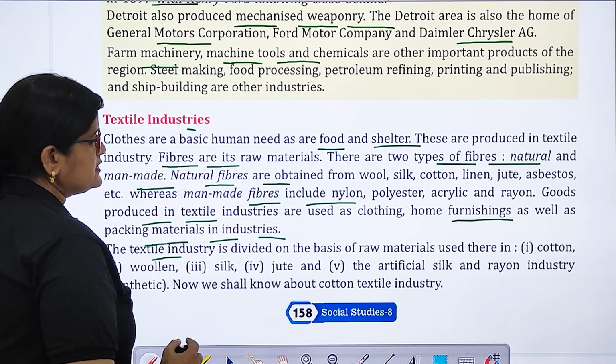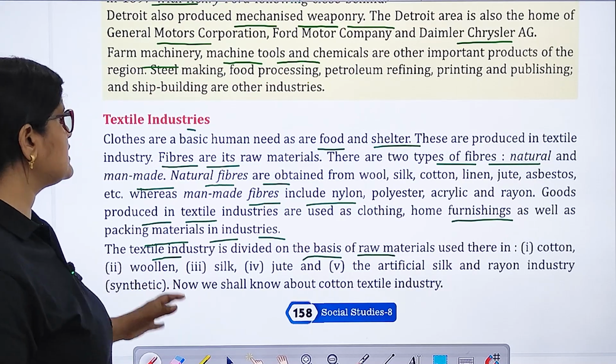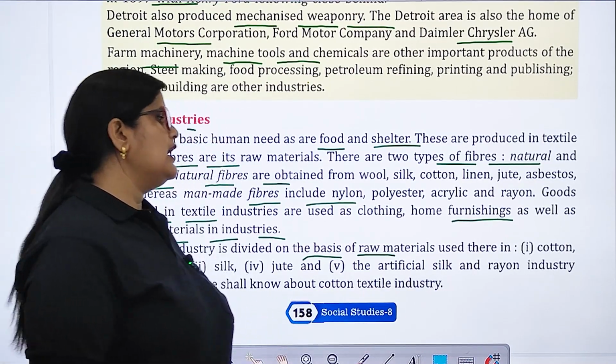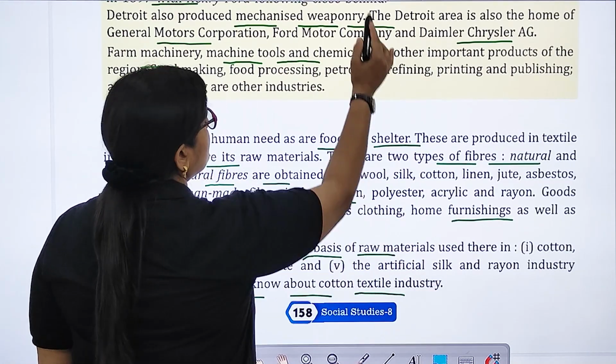The textile industry is divided on the basis of raw material used therein: cotton, woolen, silk, jute, and the artificial silk and rayon industry, synthetic. Now we shall know about the cotton textile industry.